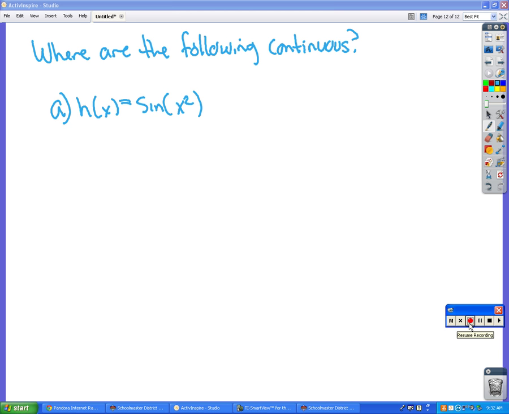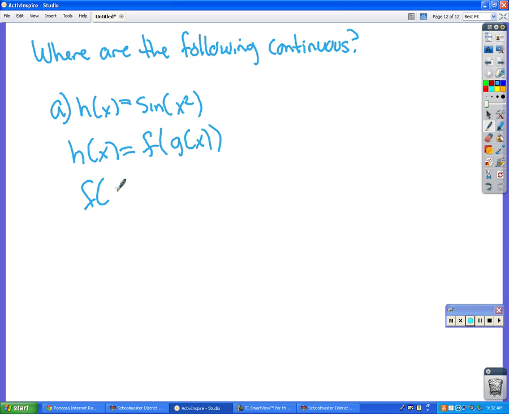So we'll start out with an easy one. Where is the following continuous? We're going to look at the sine of x squared, and we have the x squared in parentheses to emphasize this whole composition of functions. So this is two different functions put together. The sine function is obviously a trig function, and the x squared is a polynomial function. And so you could rewrite h of x as f of g of x, where f of x is sine of x, and g of x is x squared.